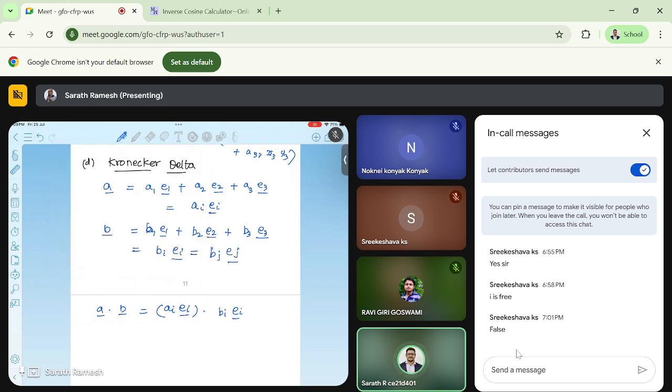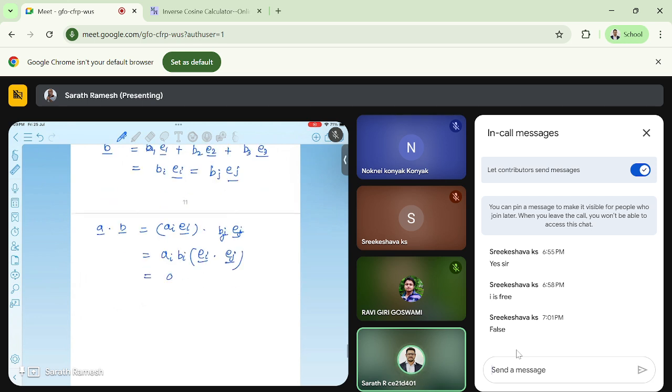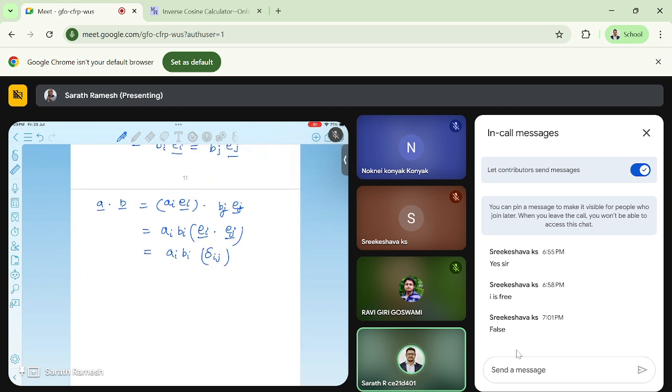You can write anything you want. So I am going to change this to bj ej. Now what will happen? ai bi will come, ei dotted with ej. This ei dotted with ej is nothing but delta ij. I am representing this as delta ij. So now tell me, what is delta ij? Delta ij is ei dotted with ej.